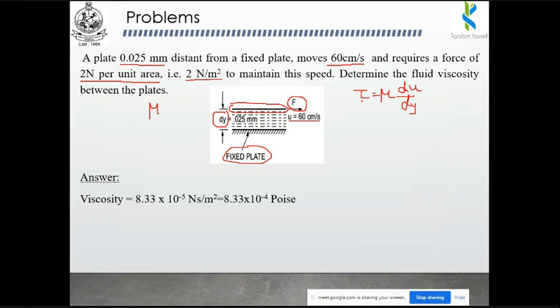Is the value for shear stress available or not? Now someone respond to this: whether the value for shear stress is available or not.